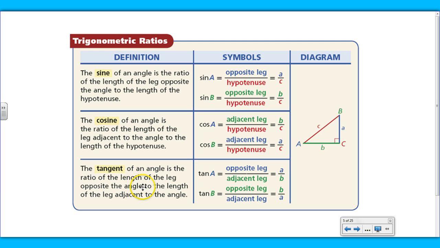Tangent of an angle is the ratio of the length of the leg opposite the angle to the length of the leg adjacent. The hypotenuse isn't part of this ratio. So tangent of A is opposite A over adjacent B, A over B. Tangent of B is the ratio B over A. So, SOH CAH TOA. The little acronym: sine, opposite over hypotenuse. Cosine, adjacent over hypotenuse. And TOA, tangent is the opposite over adjacent.